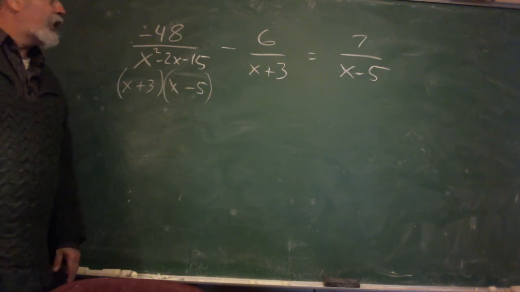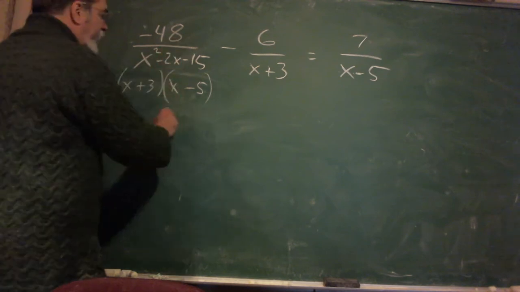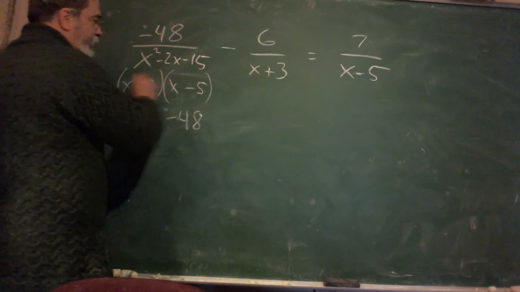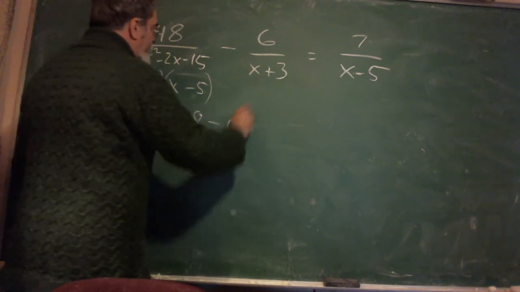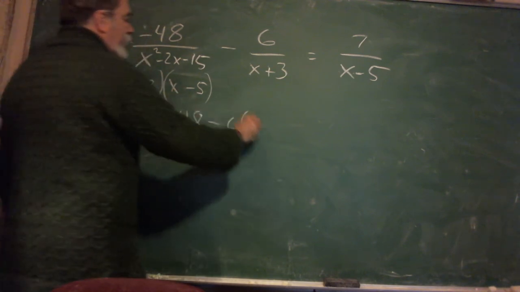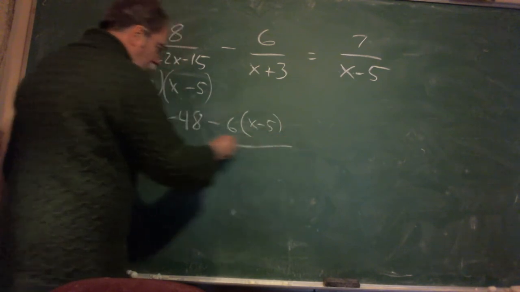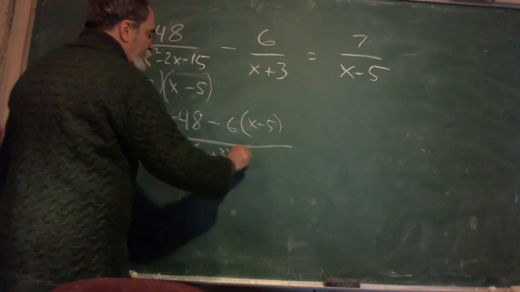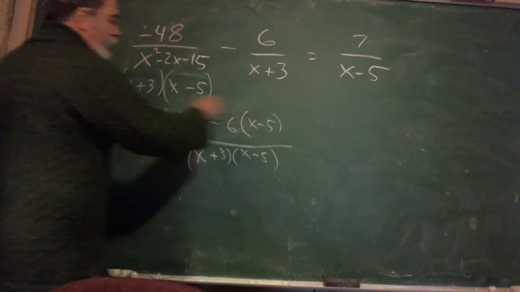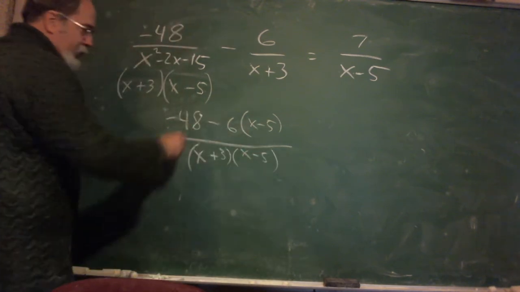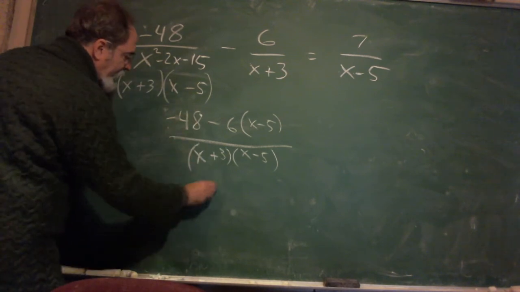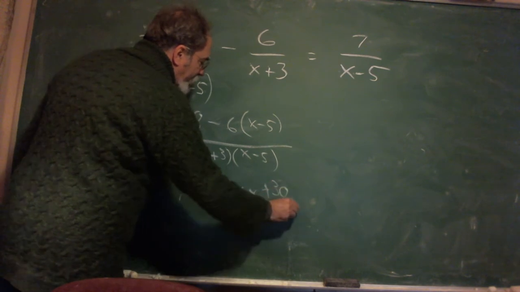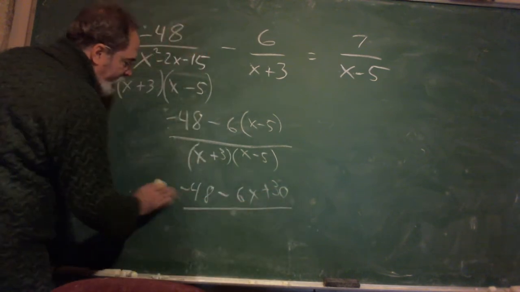All you've got to do is get a common denominator. Now they do a funny thing. Check this out. Negative 48 doesn't need anything because it's got the full denominator. Minus 6 times, this guy needs the x minus 5. And it's all over the x plus 3 times the x minus 5. Now, I can multiply this out and see what happens. I'm going to have negative 48 minus 6x plus 30, still all over that denominator.